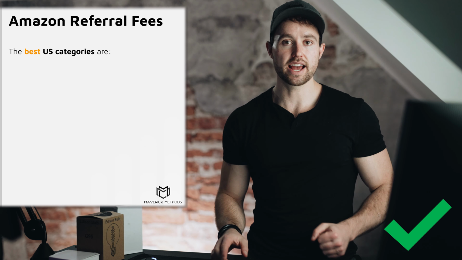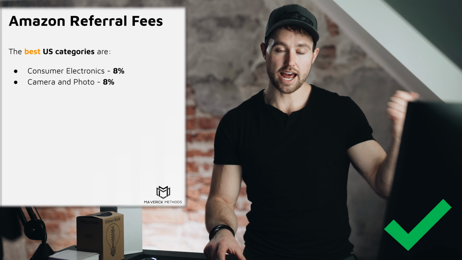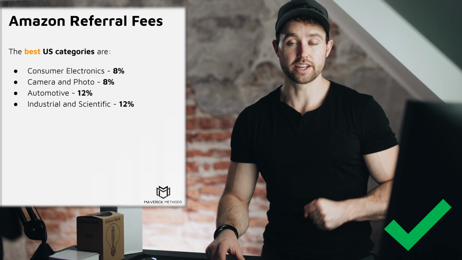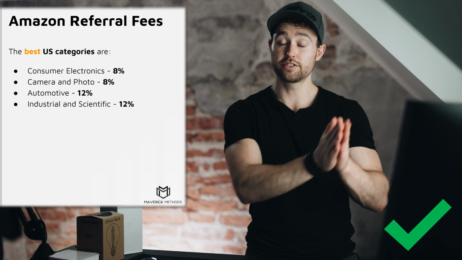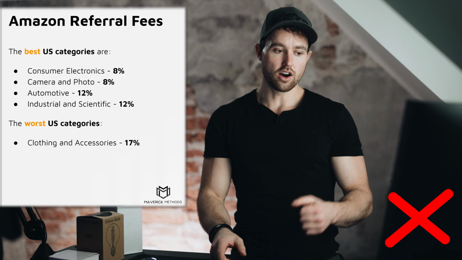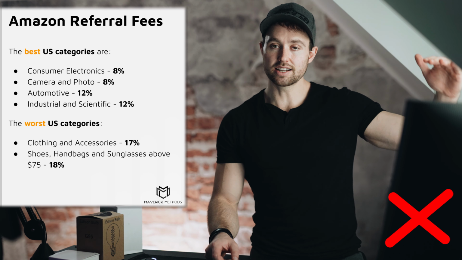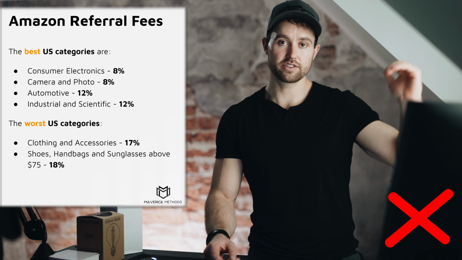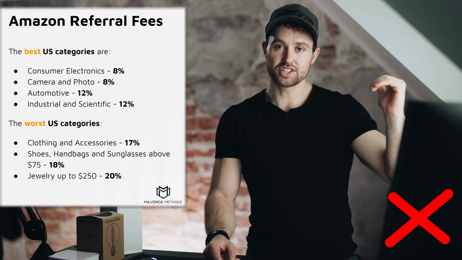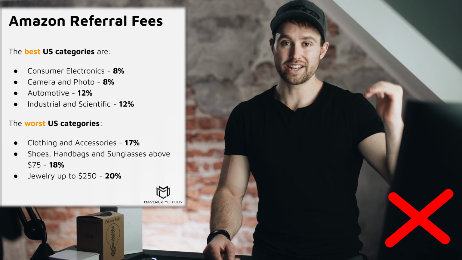The best US categories in terms of referral fees are consumer electronics at 8%, camera and photo at 8%, automotive at 12%, industrial and scientific at 12%, remember, as opposed to 15% of your sell price. The worst US categories are clothing and accessories up at 17%, shoes, handbags and sunglasses, which sell for more than $75 at 18%, and jewelry with a sell price below $250 at a referral fee of 20%.